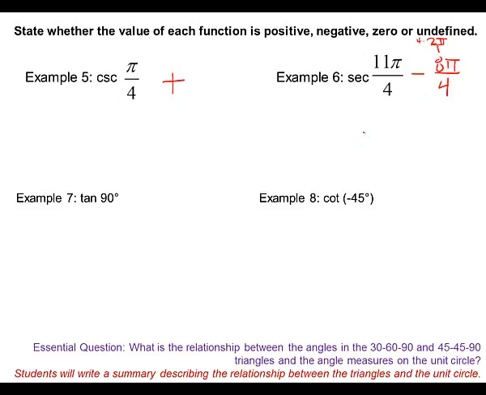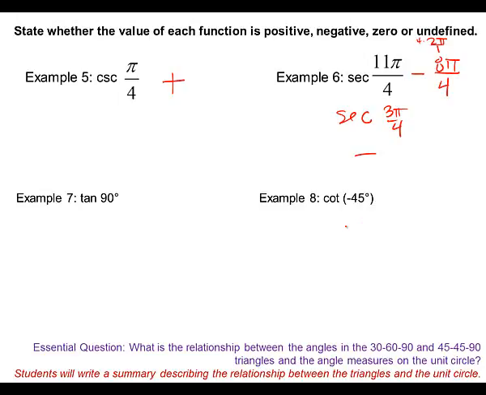8 pi over 4. So I'm really looking at the secant of what? What's 11 pi minus 8 pi? 3 pi over 4. All right. On our unit circle, where is 3 pi over 4? Which quadrant? Second quadrant. Good. The secant of 3 pi over 4, is it positive or negative? Negative. Good.